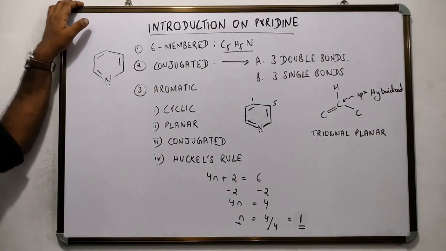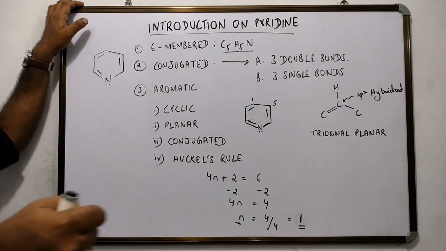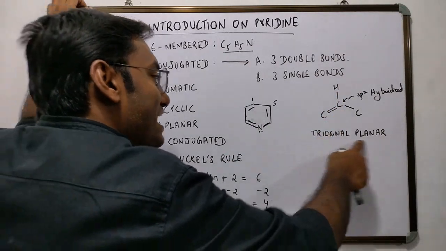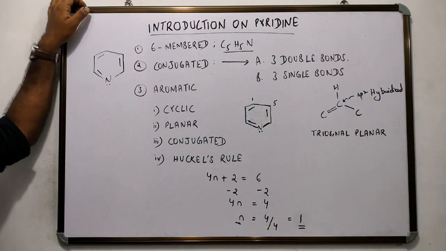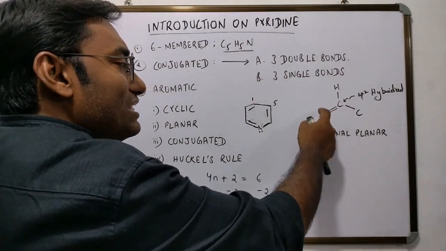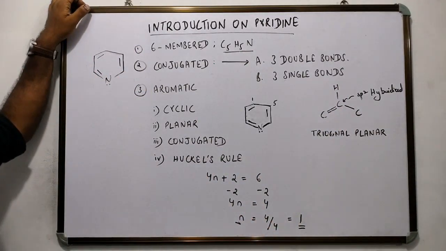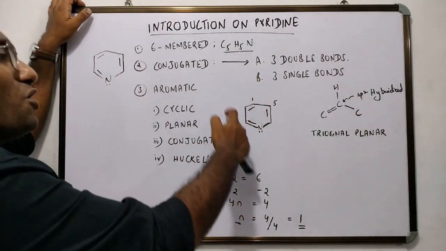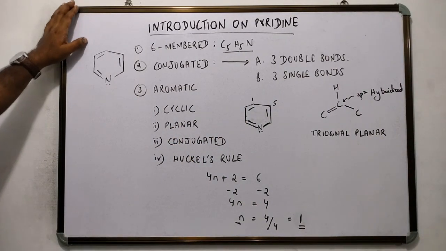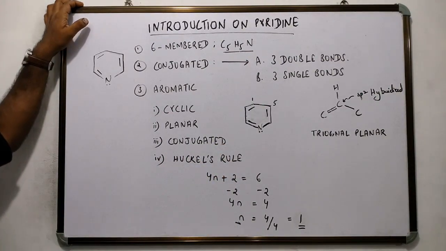atom. Now, each of the 5 carbon atoms, which is an sp2 hybridized carbon atom, has this trigonal planar geometry. That would only mean that the carbon and the hydrogen that are attached to it are in one single plane. That means the molecule of pyridine is a planar molecule. Condition number 3, the molecule should be conjugated.